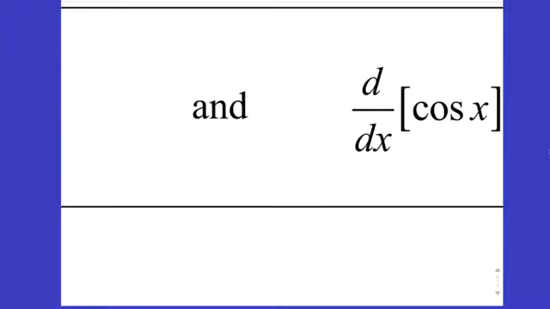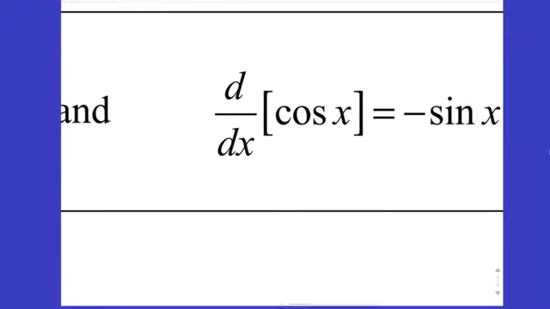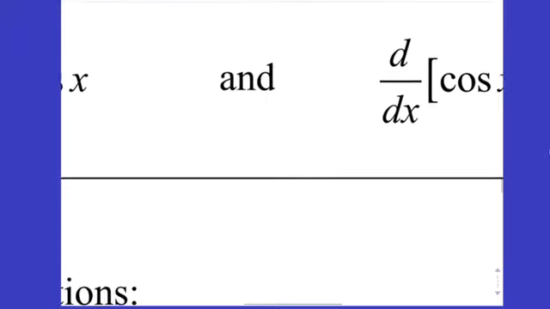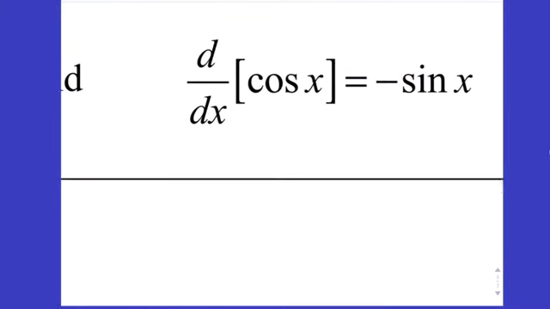Sine would be a good guess. Maybe they're each other's derivatives, but you've already seen. No, it's negative sine. Okay? So the derivative of sine is cosine, and the derivative of cosine is negative sine. So they're not quite each other's derivatives.